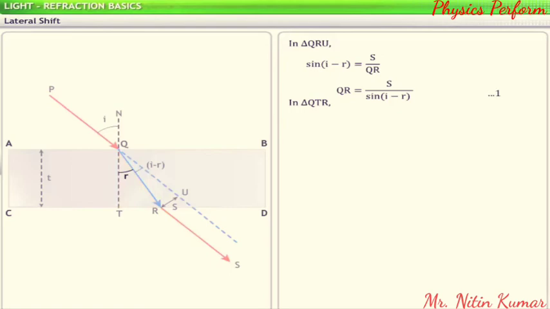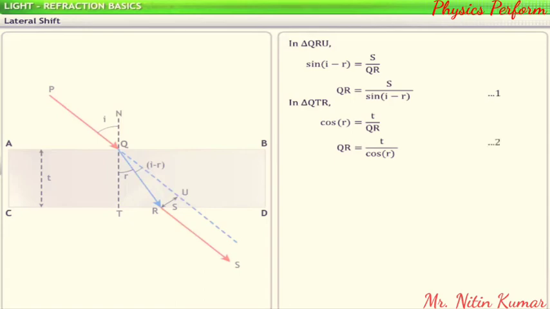Now consider the right triangle QTR. In this triangle, cosine of r is equal to the ratio of QT to QR, which is equal to the ratio of thickness T of the slab to QR.